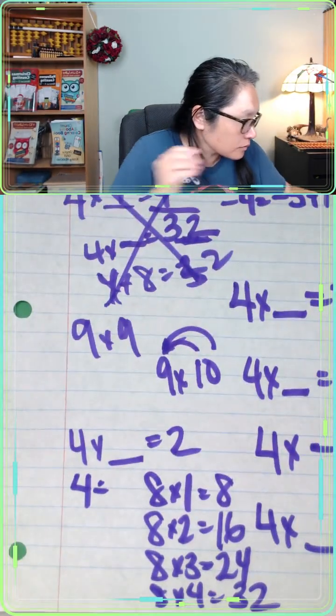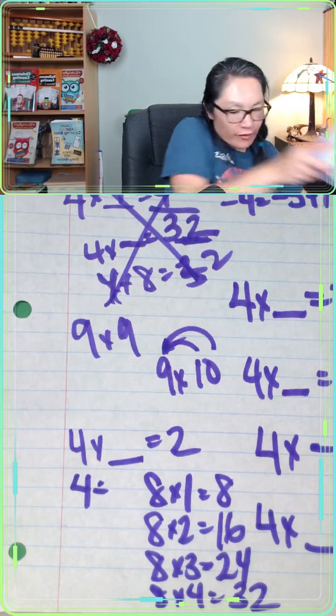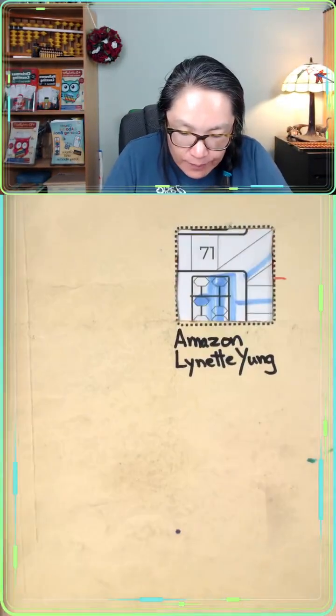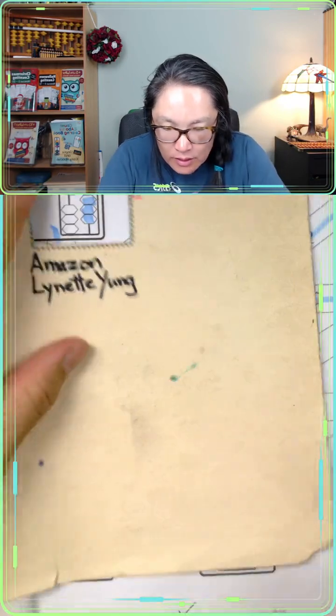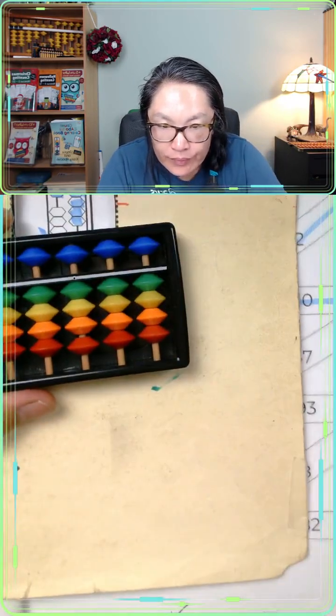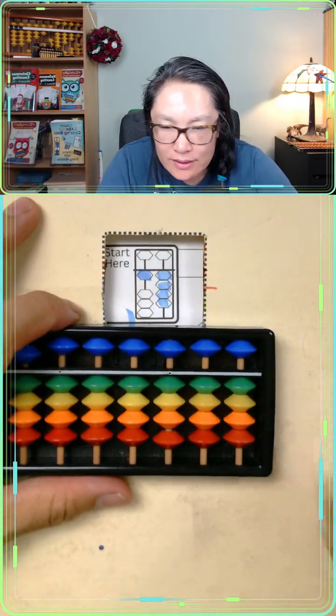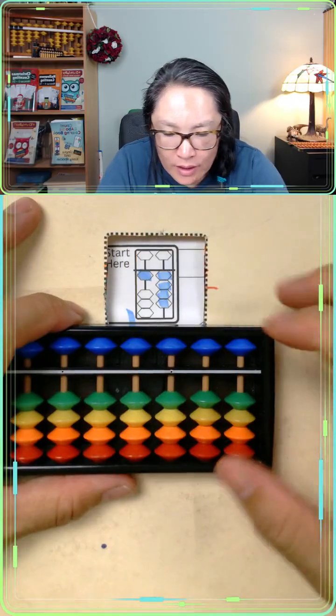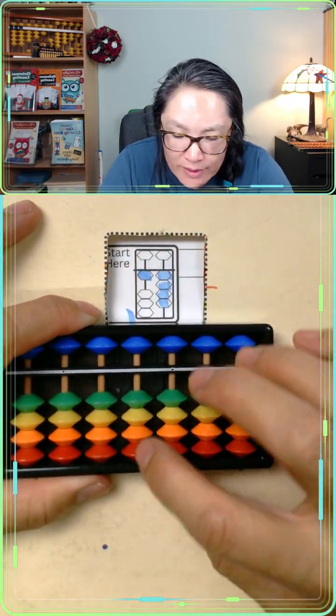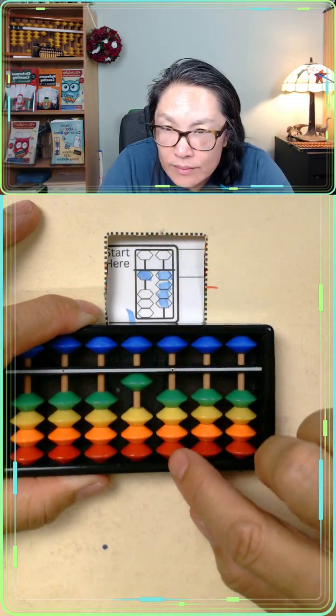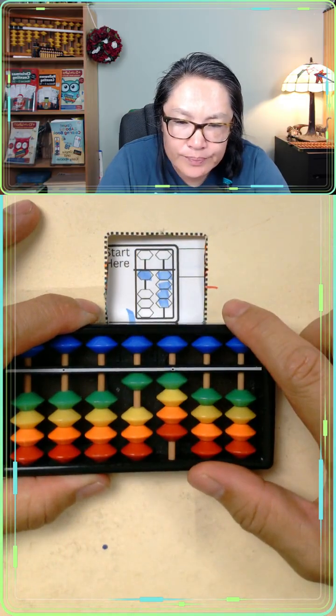So, if we did this activity, here you go. What number do you think this is? What number do you think that is? So I have my tens and I have my ones. What number do you think that is?